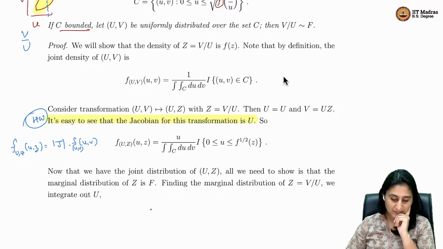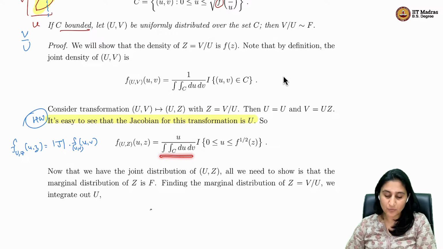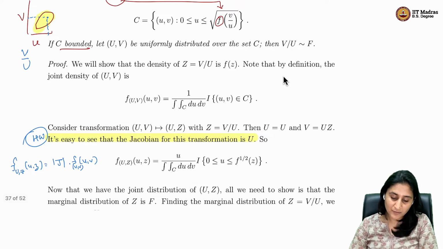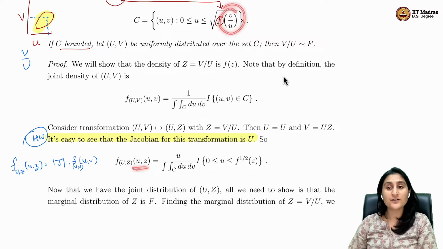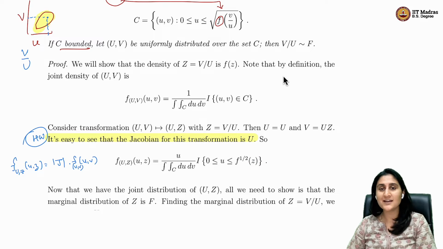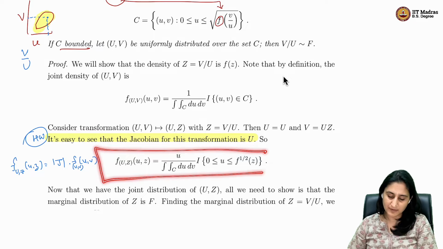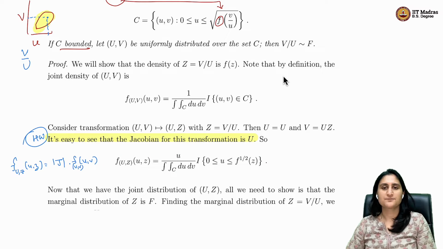So basically now this Jacobian becomes u, and then I get integral over the set C of du dv, right, of the indicator of 0 less than or equal to u less than or equal to square root of, now I can't put square root of v by u anymore because this is no longer a function of v. So I put square root of z because my transformation z is the transformation of v by u. So this finally becomes my PDF of the transformation.